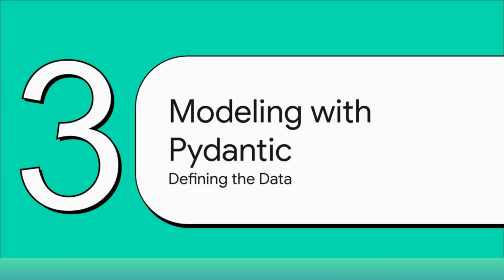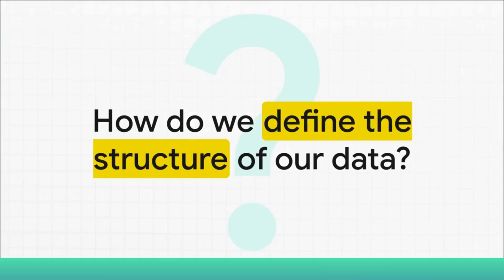Okay, so our server is running, which is great, but it's not very useful yet. An inventory API has to manage products, right? So our next job is to define what a product actually looks like in our code. And this is a really crucial question. I mean, a product isn't just some random text. It has a specific structure. It has an ID, a name, a price, a quantity. How do we enforce that structure so we don't end up with errors and just bad data?